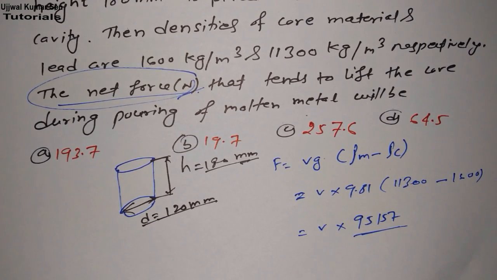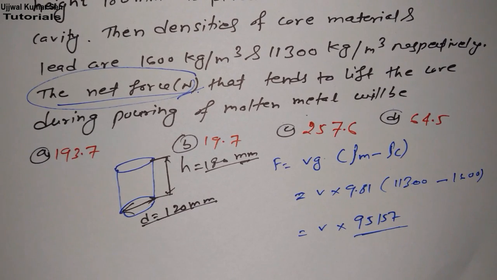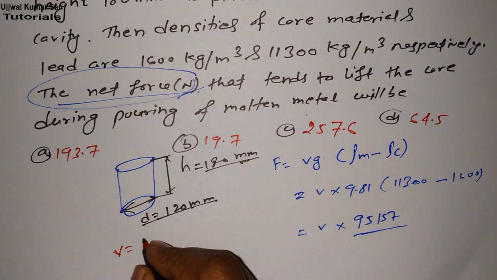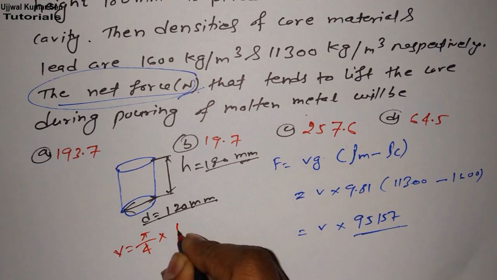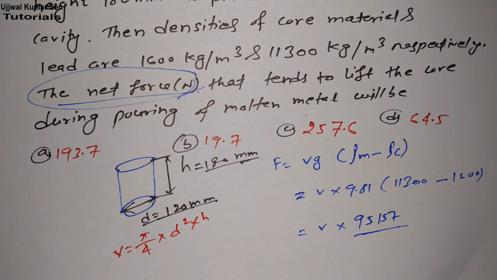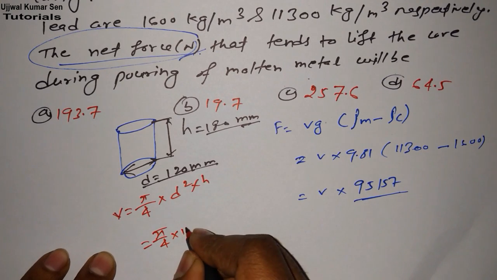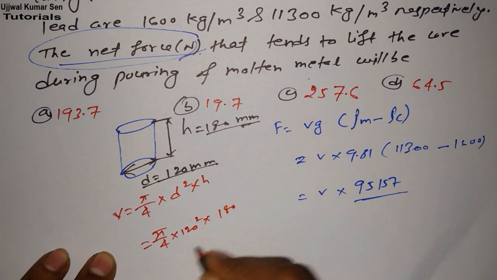diameter is 120 mm. Most importantly, we have to find out the volume of the cylinder. For that we need to know the formula for the volume of this cylinder. The volume of the cylinder formula is pi by 4 d square into h. So pi by 4 d square: d is 120, square, and h is 180.